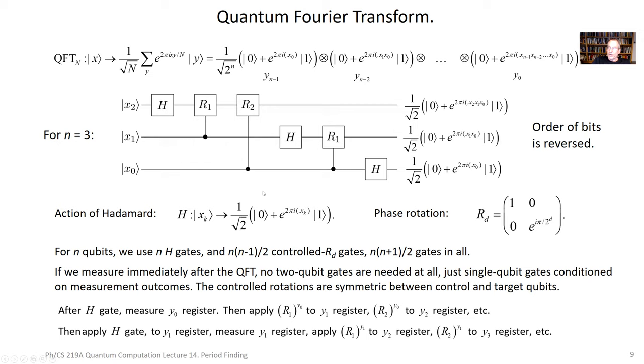So let's just walk through what this circuit does. Incidentally, you'll notice I've done something kind of funny here. I changed the order of the bits. Going in, I have the x0, x1, and x2 registers. And what's coming out is the y0, y1, and y2 registers in the opposite order. That's just a convenient way of writing what this circuit does.